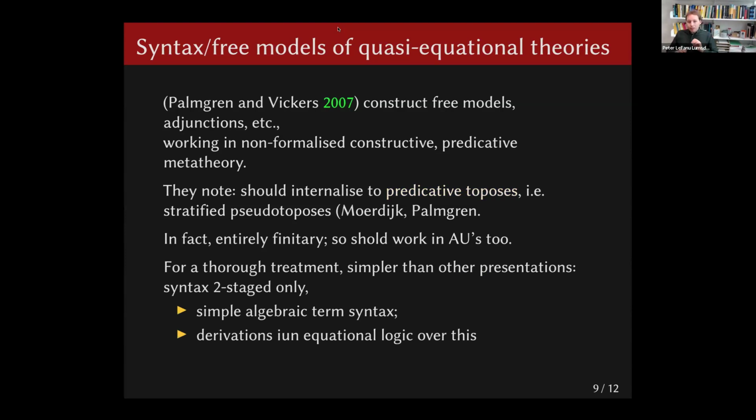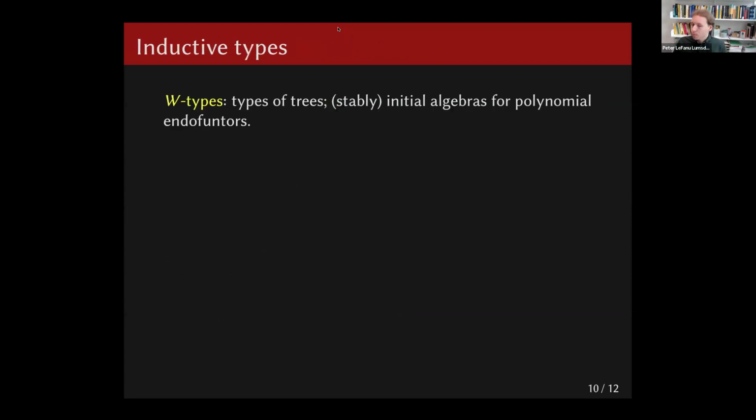And the especially nice thing comparing this with the other presentations of essentially algebraic theories is that the syntax only had two stages. There weren't so many different levels and there was no interaction between them. There's the simple algebraic term syntax, and then there's derivations over that, which are just in an equational logic. So again, something which is a relatively straightforward sort of thing over the simple algebraic syntax. And so it should lend itself well to a more thorough treatment in a minimal categorical setting.